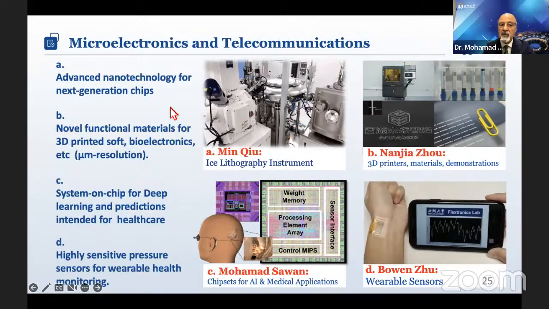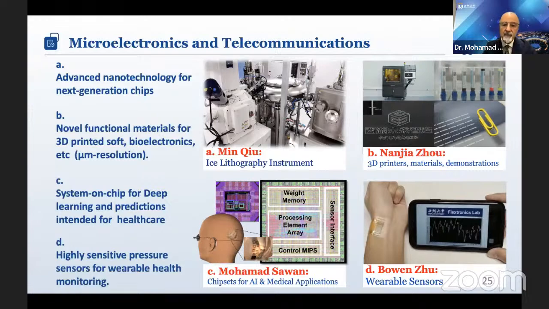Advanced nanotechnology for next generation chips, novel functional materials for 3D printing, system on chip for deep learning and prediction intended for healthcare. And highly sensitive pressure sensors for wearable health monitoring.